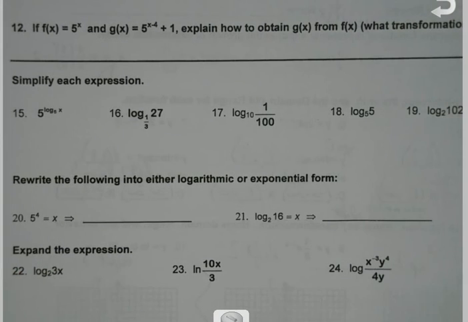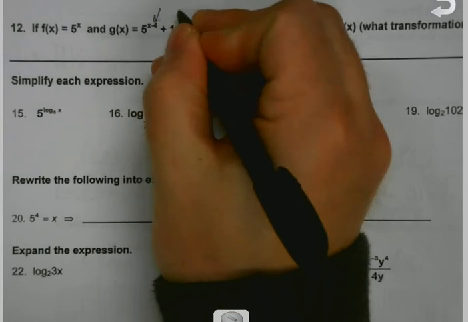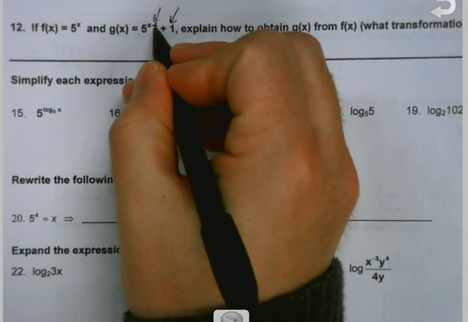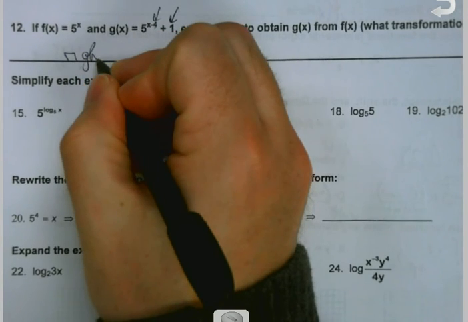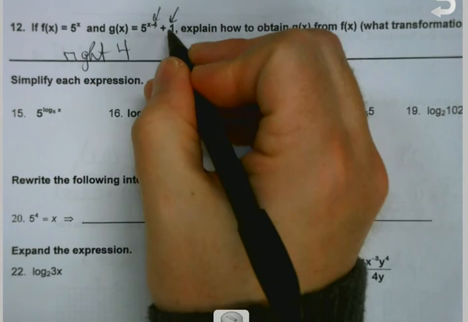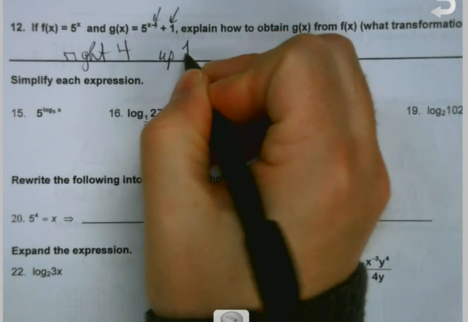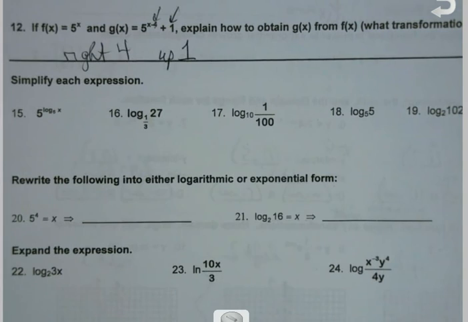Okay, explain how to obtain g of x from f of x. What transformations are there? What shifts? Hopefully you've said, oh yeah, there's left and right, so that's right, because it's the opposite of what I think. Plus 1 on the end is up or down, so in this case that's up.